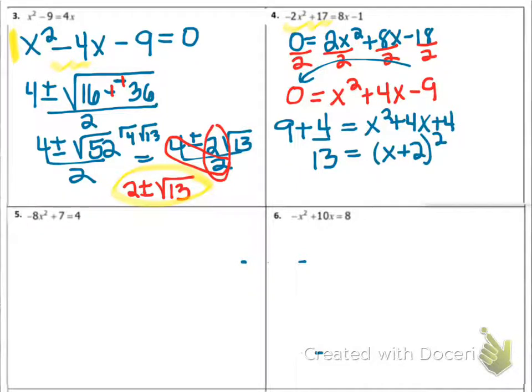And all I have to do is take the square root of both sides. And I end up with x plus 2 equals plus or minus the square root of 13, right? And then I'll subtract 2. So that's -2 plus or minus the square root of 13. And that's my final answer.